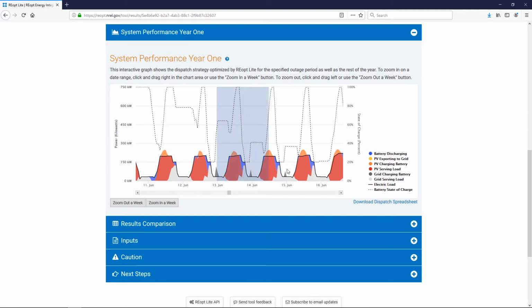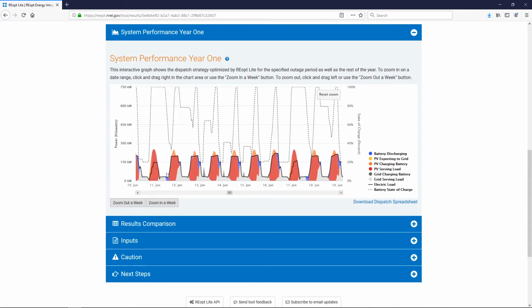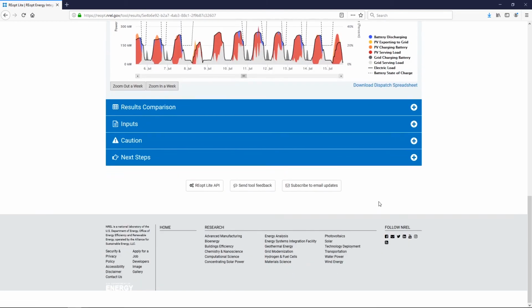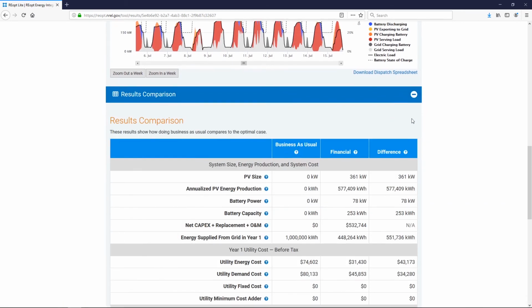You can zoom in and out on this graph or scroll to see different days of the year. You can also turn different technologies on and off by clicking on the legend. The whole year's dispatch data can be downloaded at this link. Scrolling down, you'll find more detailed information about these results.